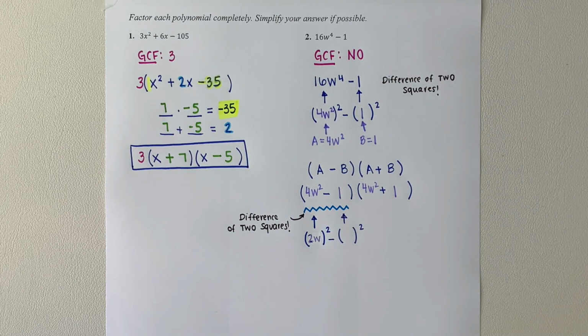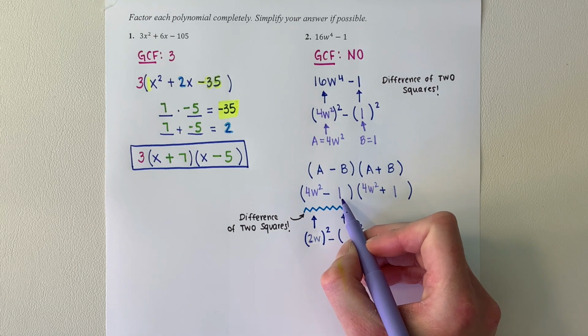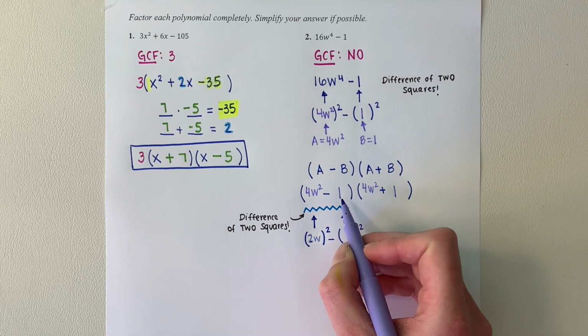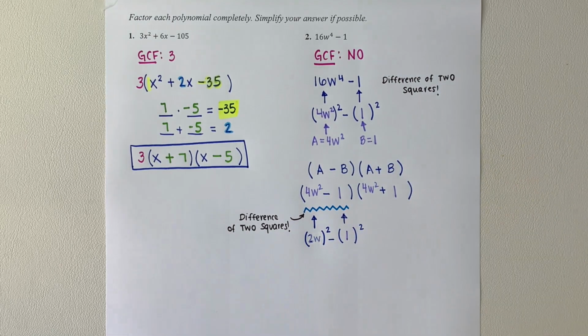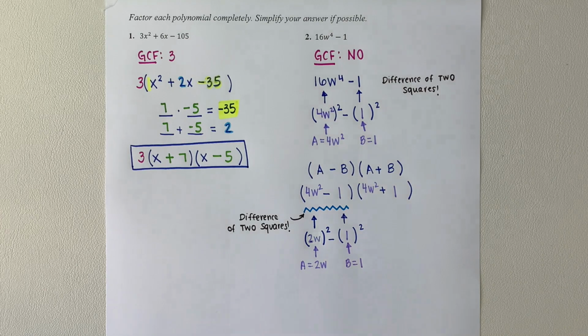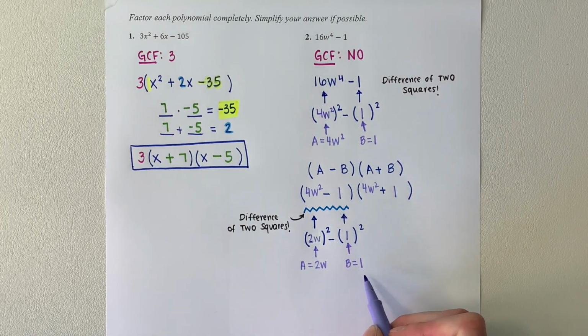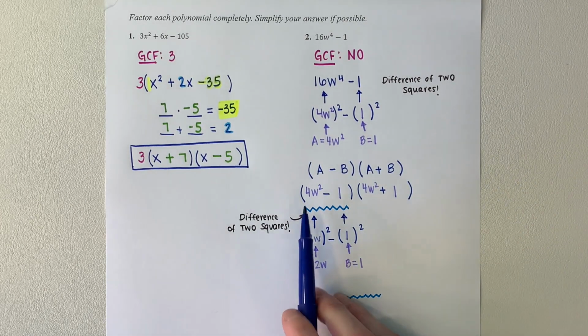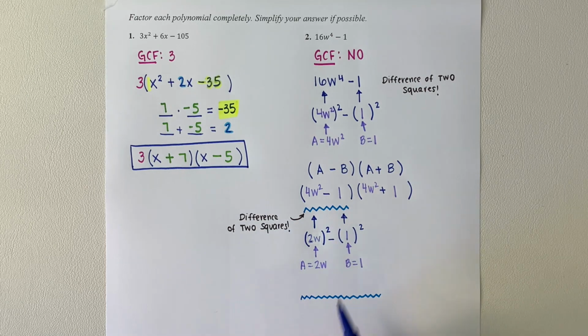Then to determine b, we have to rewrite 1 as some quantity squared. 1 can be rewritten as 1 squared. A is the quantity inside the first parentheses, so a is 2w, and b is the quantity inside the second parentheses, so b is 1. Now, to factor this expression here, we use the formula a minus b times a plus b.